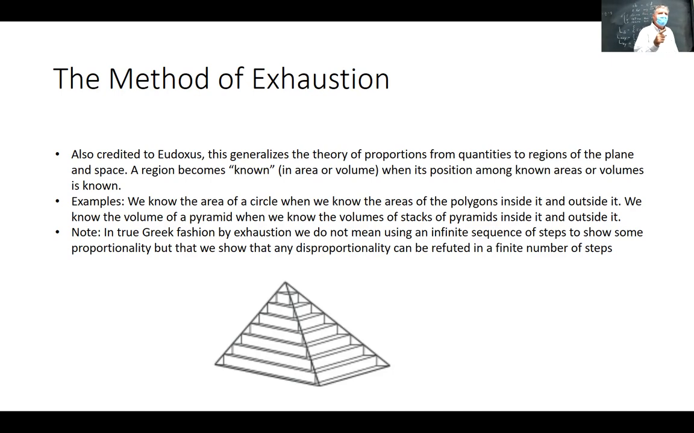But don't think of exhaustion the way that we would think of exhaustion. We would think of, for example, the circle being the limit of like an infinitely sided polygon. Remember, they kept things finite. So they would not show some proportionality by some infinite sequence. They would show disproportionality by a finite sequence. So let me give you an example of what I mean there.